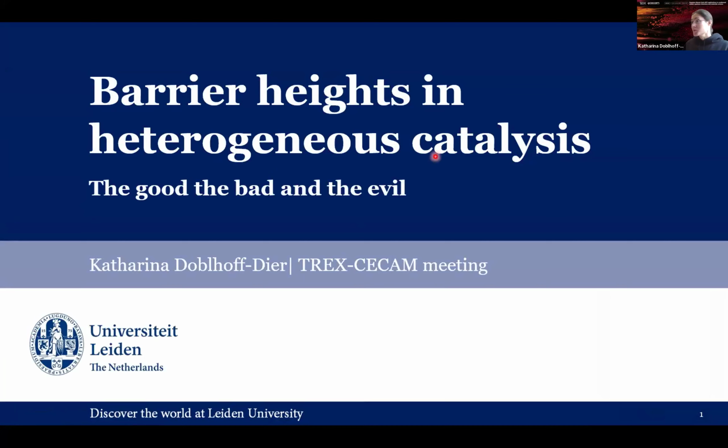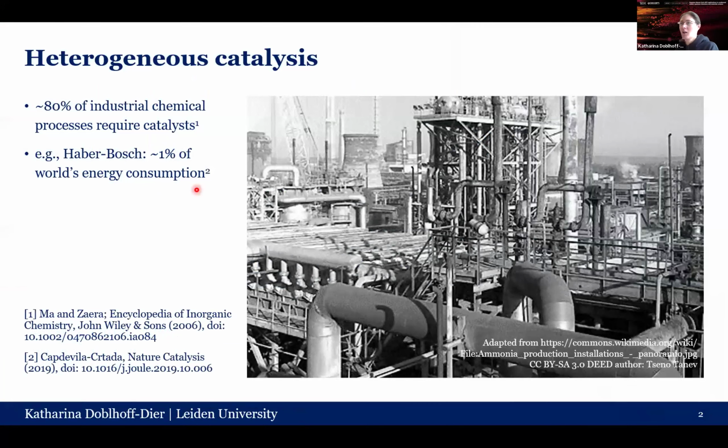So indeed, I want to be talking about how we can use Quantum Monte Carlo, to be specific, diffusion Monte Carlo, in heterogeneous catalysis. And as you'll see, it'll be a bit of a story about the good, the bad, and the evil, but we'll get back to that. Before I start, I just briefly want to introduce why we are interested in heterogeneous catalysis. I guess we also have physicists. So just to give you an idea, about 80% of our industrial chemical processes require catalysts, and most of those are heterogeneous. That means we have some kind of surface, for example a metal or an oxide, on which a reaction occurs.